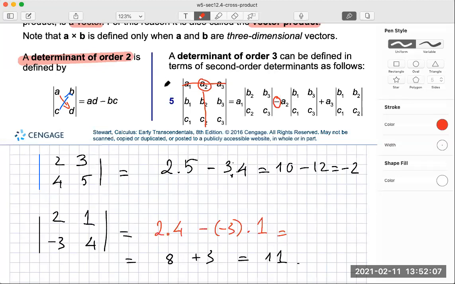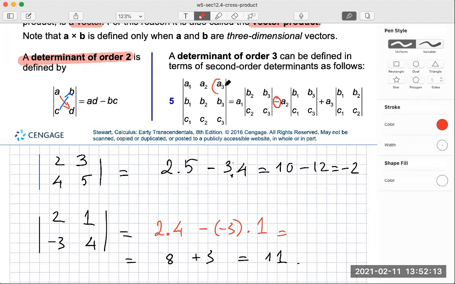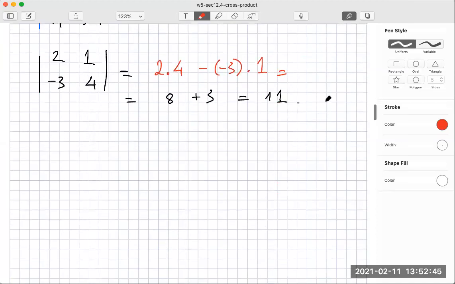And the next element, A3, imagine if we take A3 here, we cross the row containing A3 and the column containing A3. It leaves the determinant of B1, B2, C1, C2, right? Therefore, the determinant of order 3 of these numbers will be given by this. Just memorize this rule. Let us practice this one. Okay?